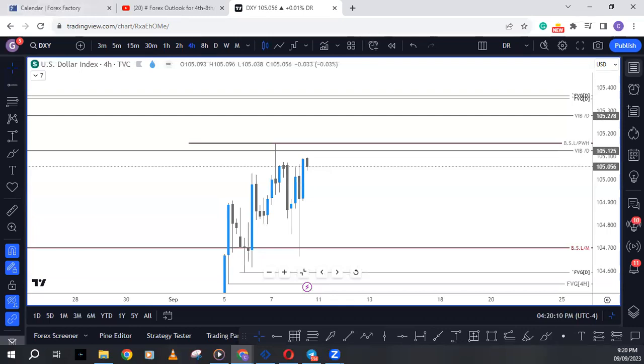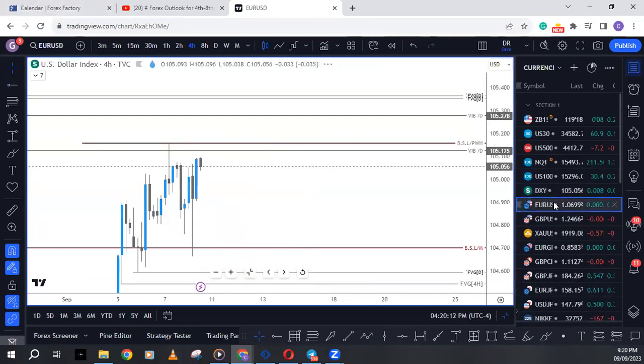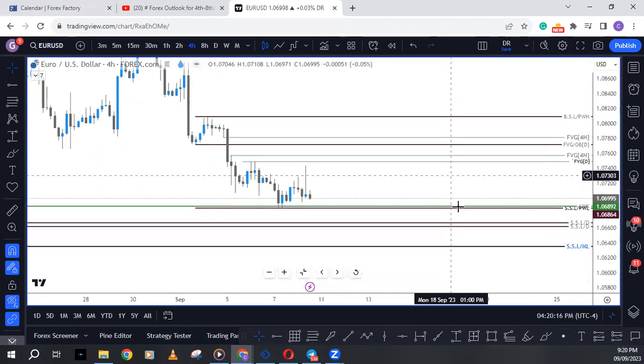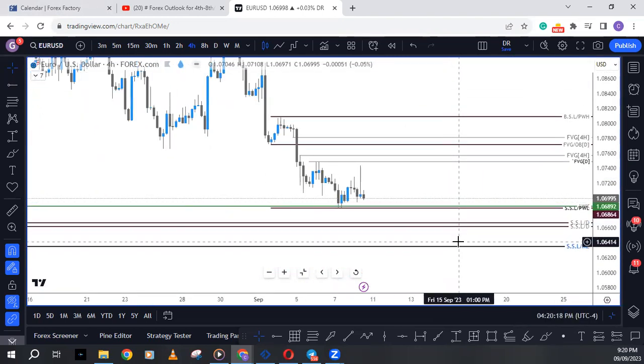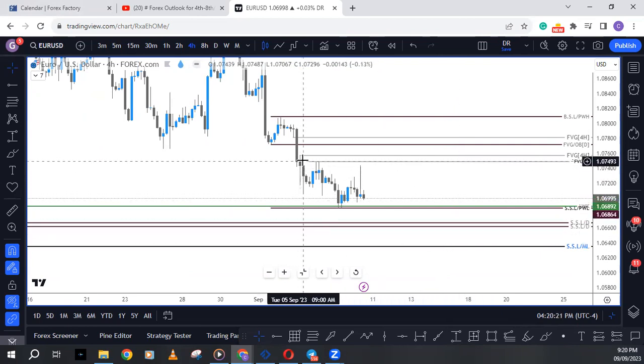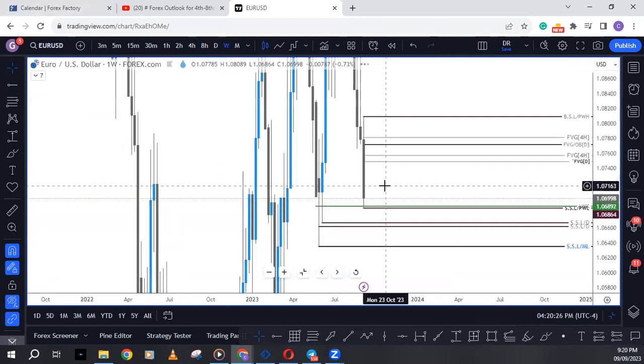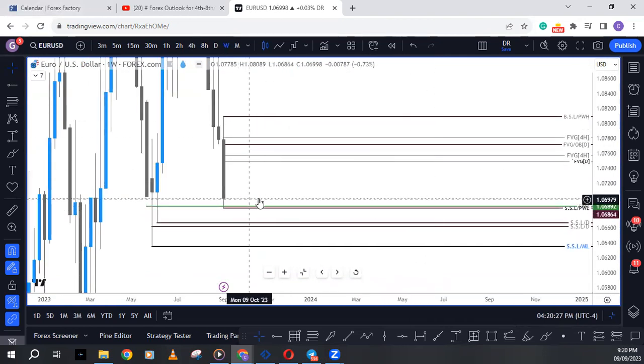The next pair we're going to be looking at is the EURUSD. The order flow on this pair is still to the downside, but it wasn't the best of price delivery. Order flow is still to the downside on this pair.